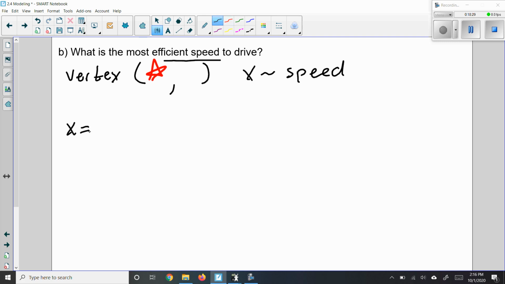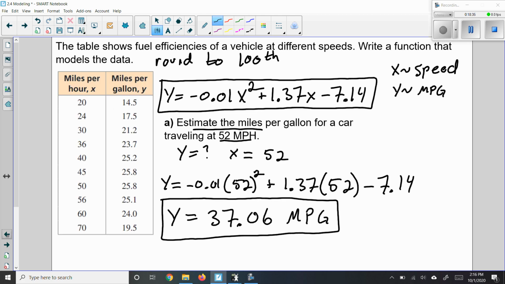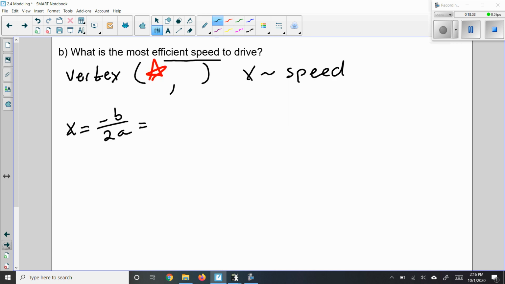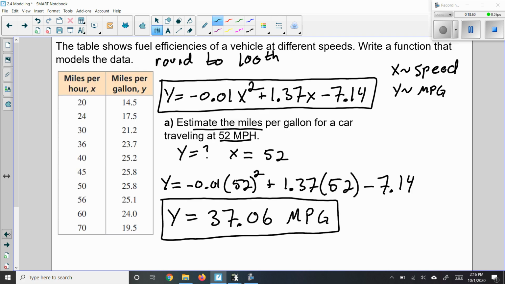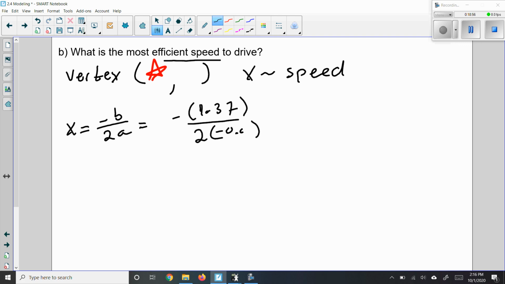The way that we do that is with this negative b over 2a. So b is 1.37. So negative 1.37 over 2a. A was negative 0.01. And so the most efficient speed to drive is 68.5 miles per hour.